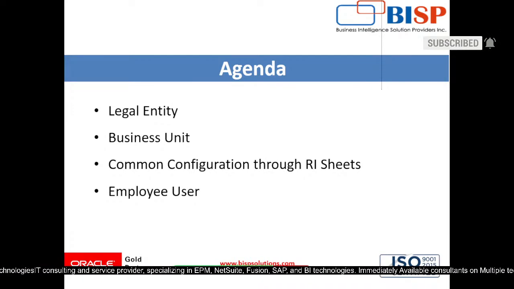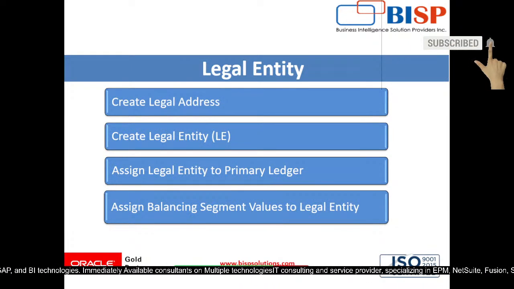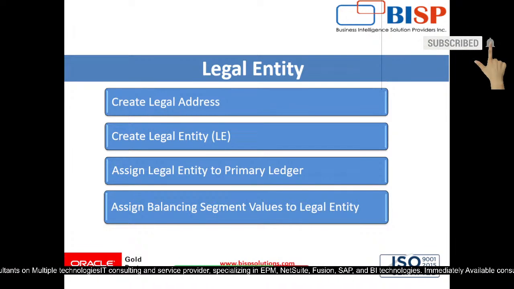These are the topics which we will cover in our session: legal entity, business unit, common configuration to RI sheet (RI sheet is rapid implementation sheet), and the employee user. So let's start with the legal entity. Under the legal entity, we will first create the legal address, and after that we will create the legal entity in our application. After creating this legal entity, we will assign it to our primary ledger, and at the end we have to assign the balancing segment value to this legal entity.